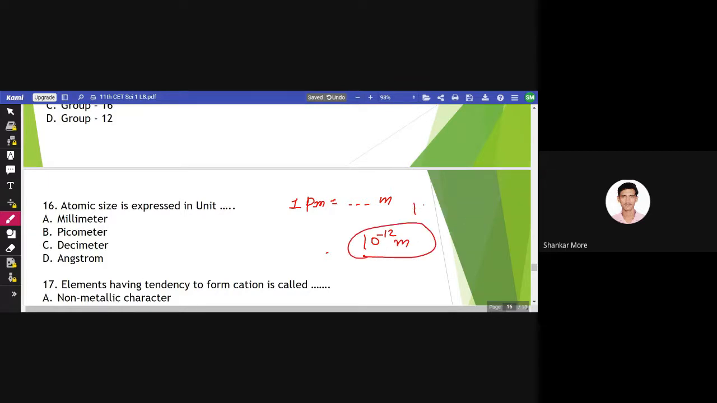अब 10 raised to the power minus 9 लिखूंगा तो क्या होगा? नैनोमीटर्स होगा. 10 raised to the power 6 लिखूंगा तो क्या होगा? माइक्रोमीटर होगा. 10 raised to the power minus 3 लिखूंगा तो क्या होगा? मिलीमीटर होगा. बराबर. तो ये सारे का कैलकुलेशन आपको पता होने चाहिए. Okay, so which option is correct, students? Picometer is correct.